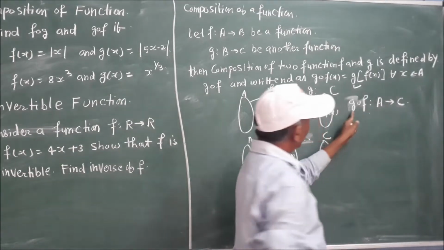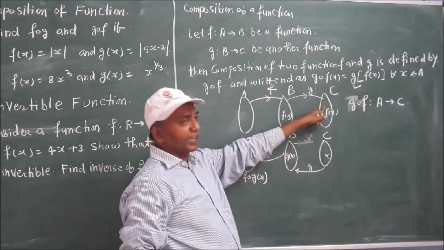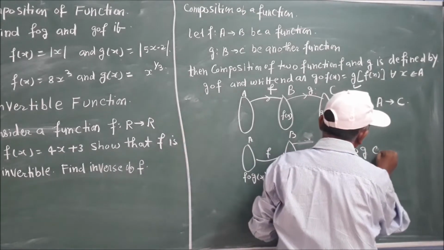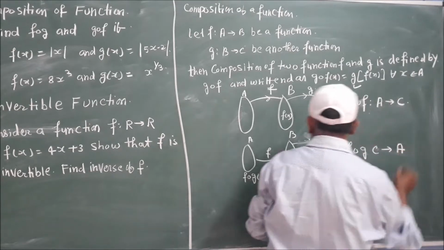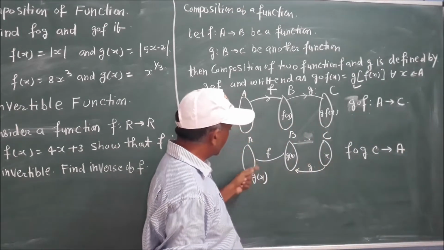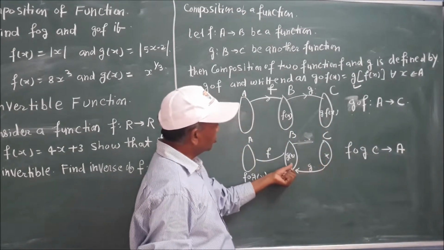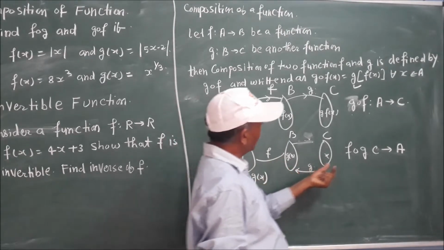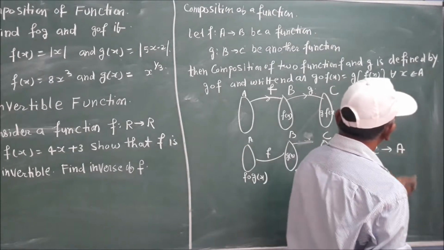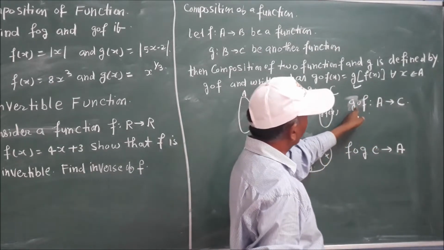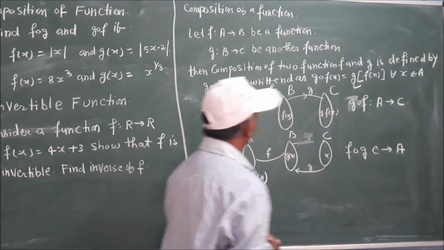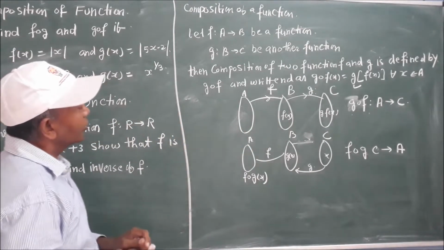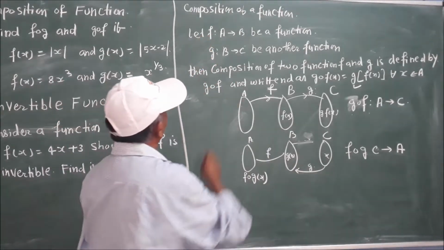g o f will give the elements from A to C, and f o g will give the elements from C to A. This is your x, this is your g(x), and from this you get f of g(x). Here we have to find f o g and g o f. So this is all about the composition of two functions.